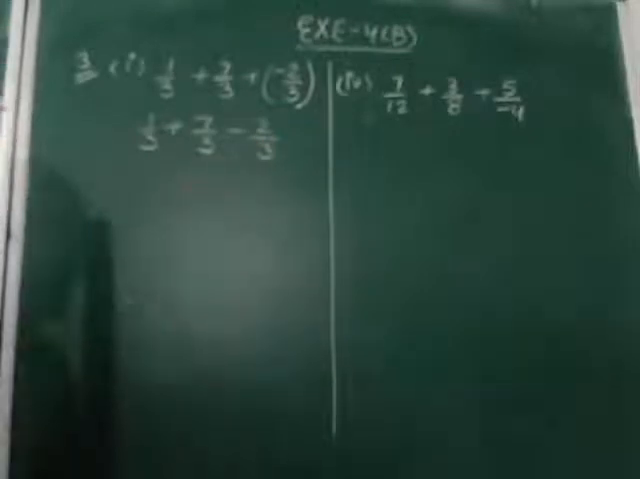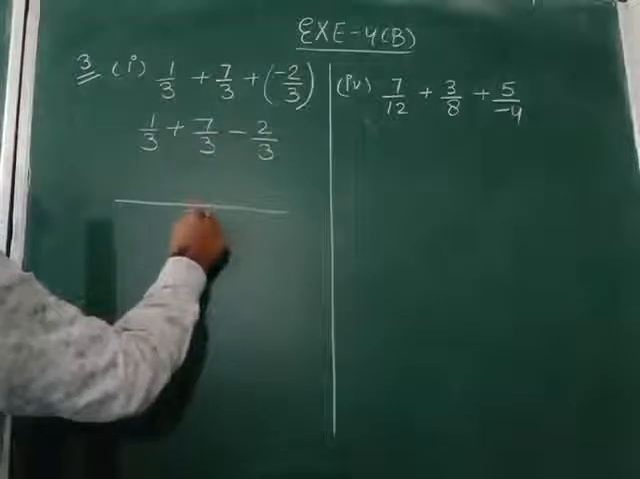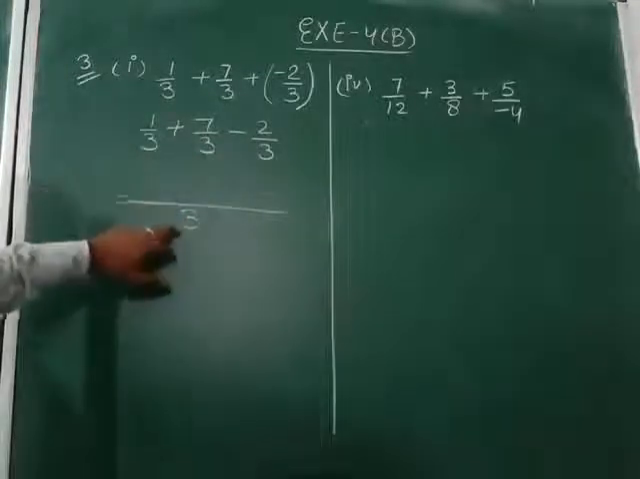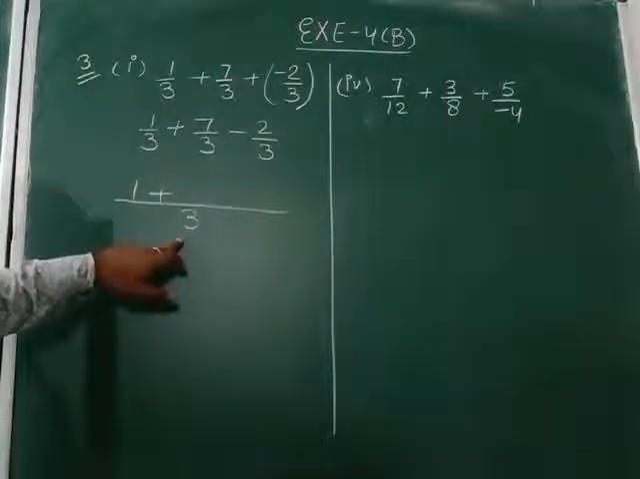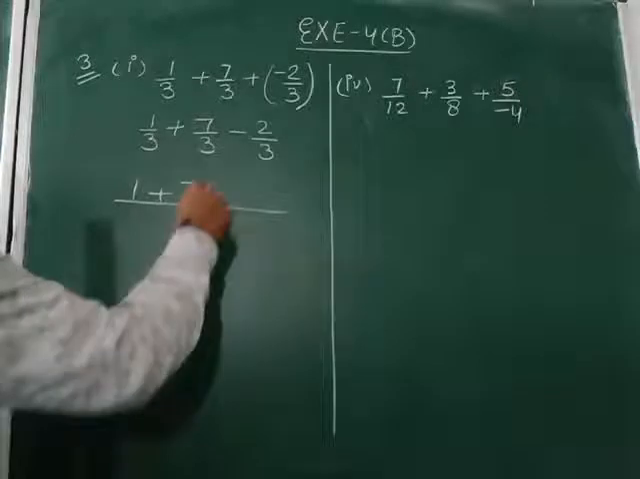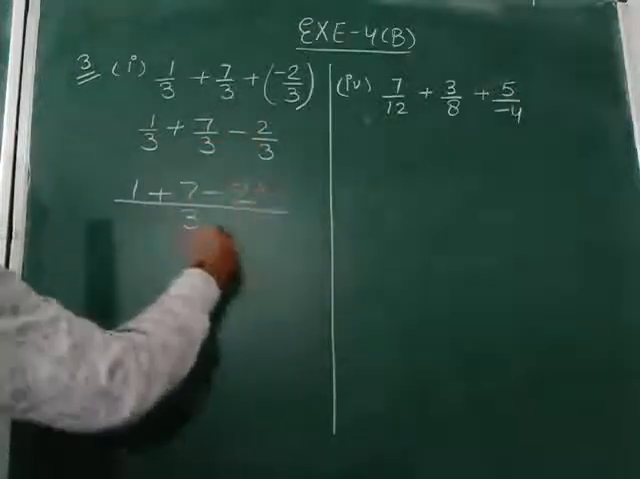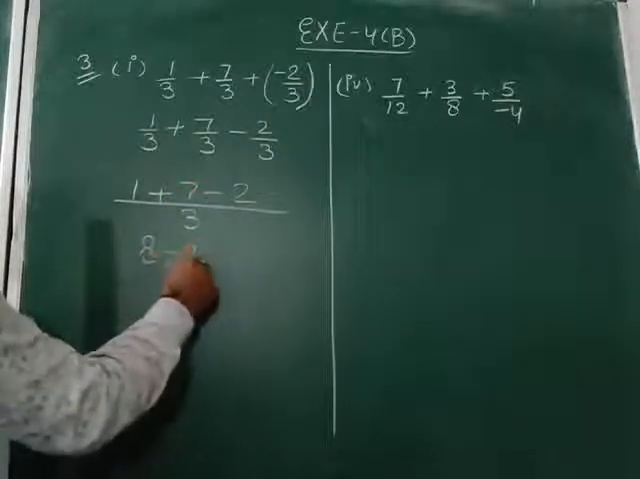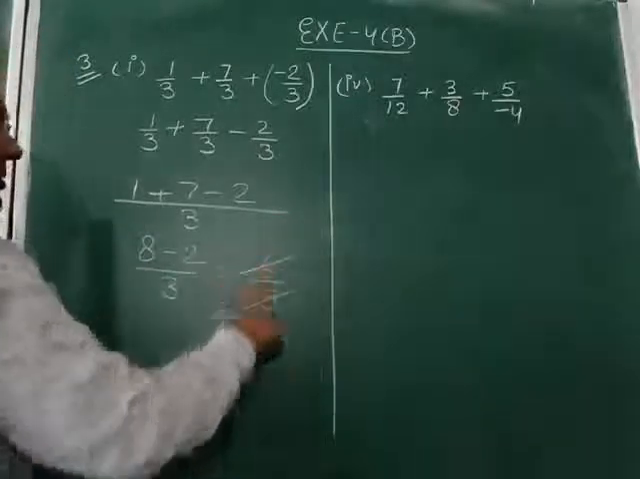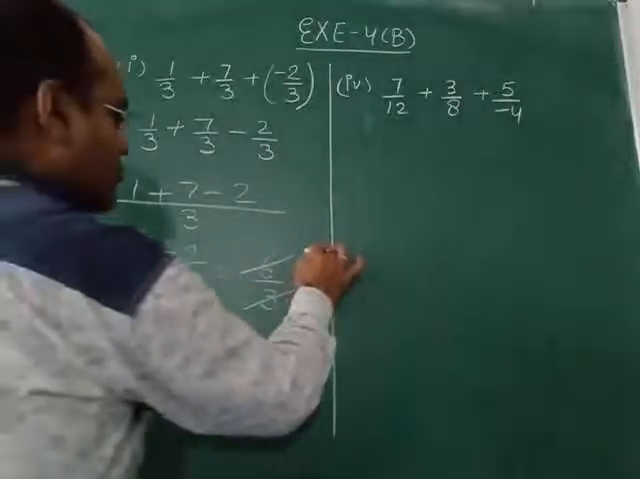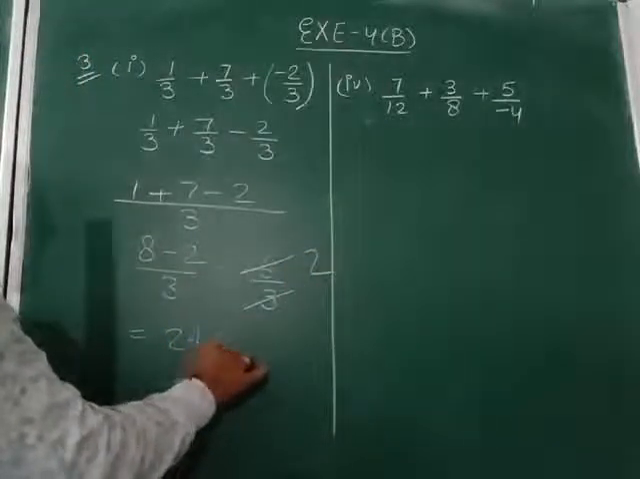This is the question. Now we will take the LCM. All these denominators are the same, so LCM will be 3. 3 1 ja 3, 1 into 1 will be 1. Plus 3 1 ja 3, 1 into 7 will be 7. Minus 3 1 ja 3, 1 into 2 will be 2. 7 plus 1 is 8, minus 2 upon 3. So final answer is 6 upon 3. These two numbers are cancelled with the table of 3. 3 2 ja 6. So final answer is 2.